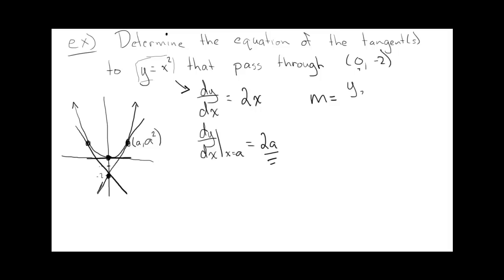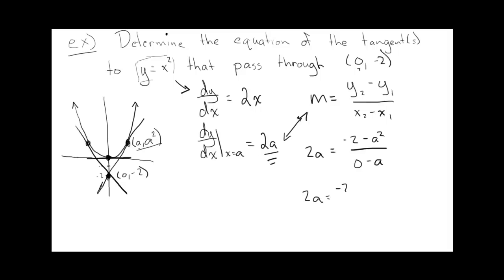Well, yeah, I also know the slope is equal to y2 minus y1 over x2 minus x1. And that'd be good if I knew 2 points. Do I know 2 points on this line? Well, I know this point, and I also know this point down here. Right? That was 0, -2. So let's use these 2 points. So y2, I'll take that to be minus 2 minus a squared all over 0 minus a, and then that's equal to m. But m is 2a. So 2a equals minus 2 minus a squared over minus a.